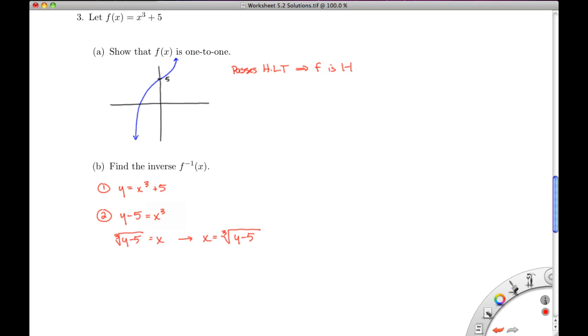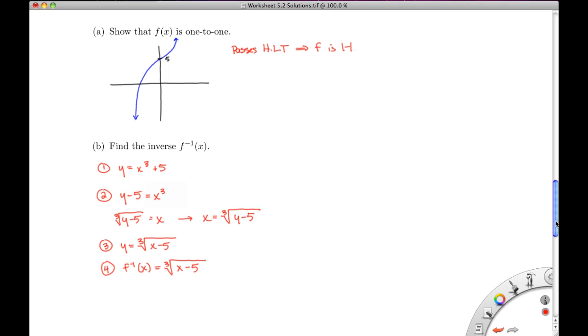Again, here we check. No matter what y we plug in, we're only going to get one x value. It's only going to get associated to one specific x. So we know that it's one-to-one, which we kind of already knew from part A. Step 3 of this, we're going to go ahead and swap the x and the y. So we're going to have y is equal to the cube root of x minus 5. And then lastly, step 4, almost trivial, but a good conclusion, that our inverse function f inverse of x is equal to the cube root of x minus 5. Okay, so that's how we would do that one.